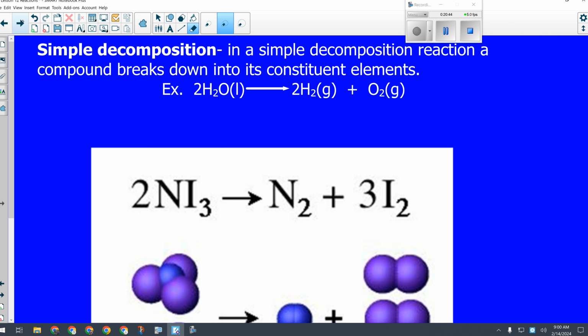In a complex decomposition reaction, a compound can break down into several compounds, depending on how big it is. We don't deal with those in Science 10. So this reaction here, H2O gives hydrogen and oxygen.